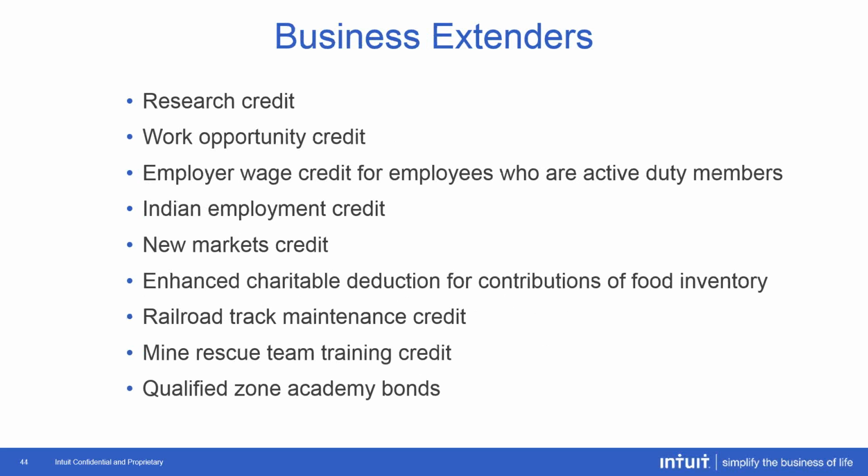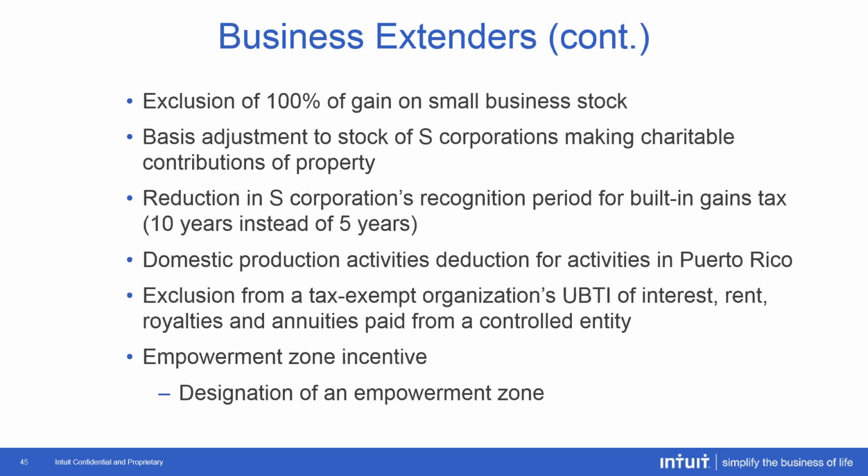Business extenders: the research credit, work opportunity credit, employer wage credit for employees who are active duty members, the exclusion of 100% of gain on small business stock, all extended into 2014. Basis adjustment to stock of S corporations making charitable contributions of property, and the reduction in S corporations recognition period for built-in gains tax.